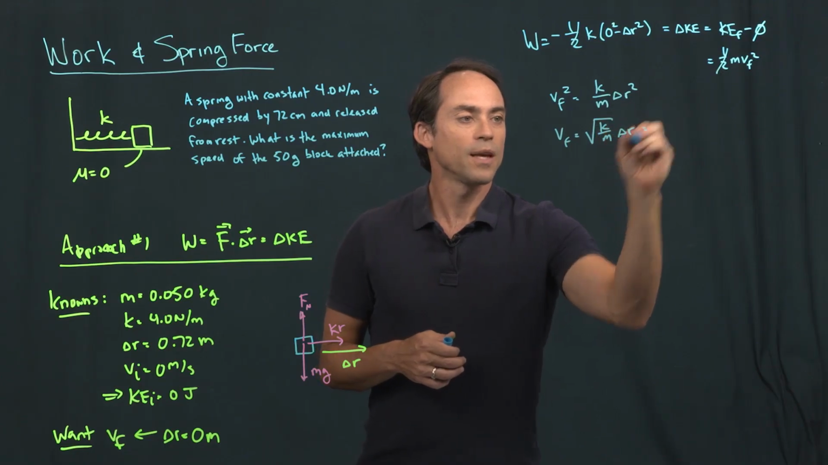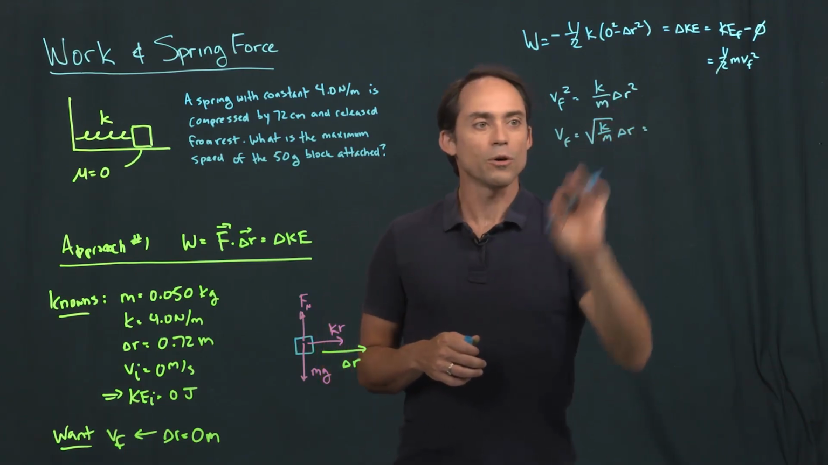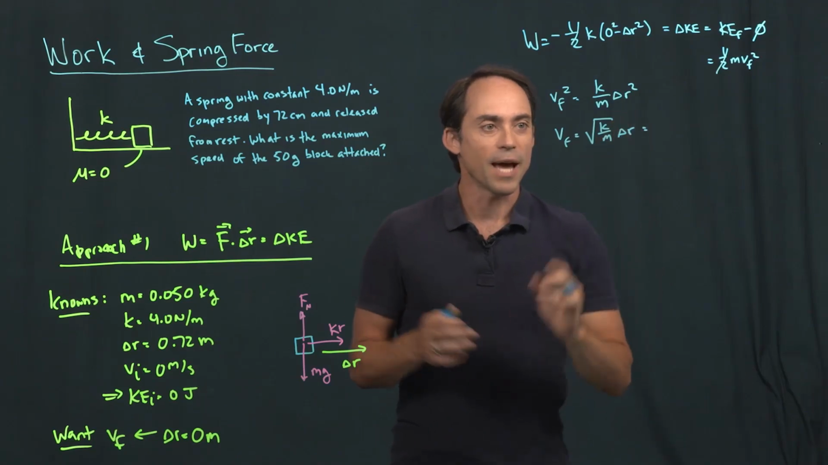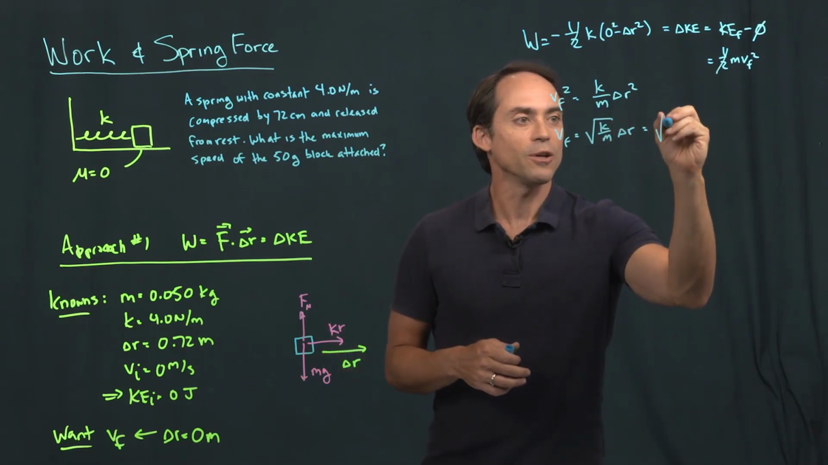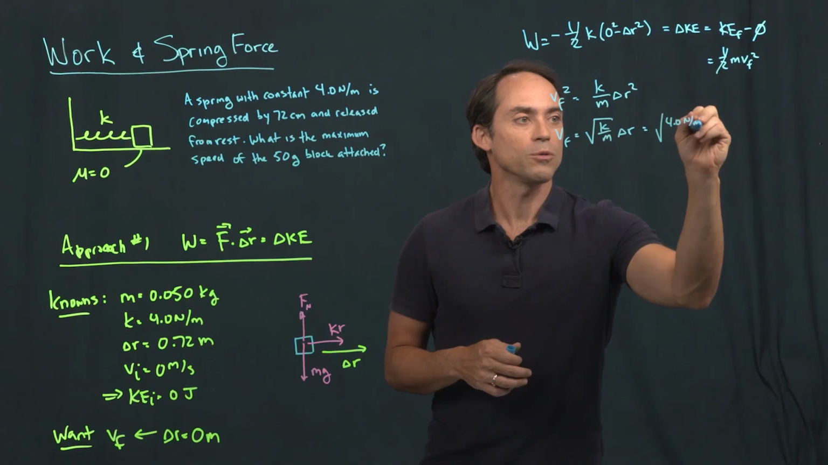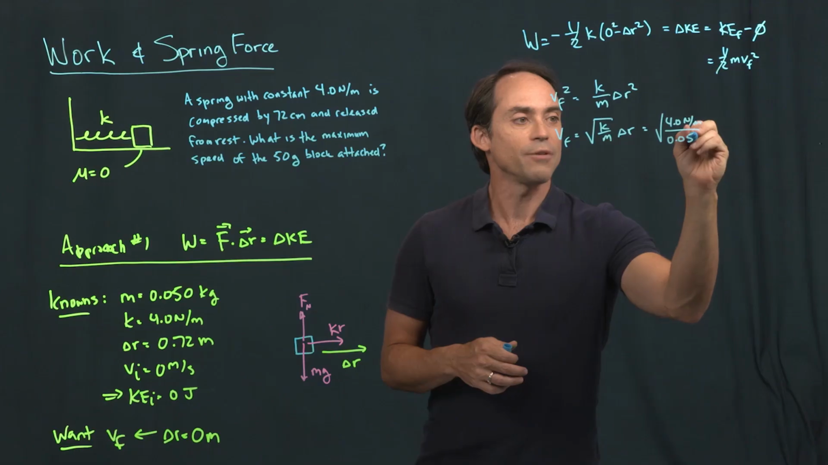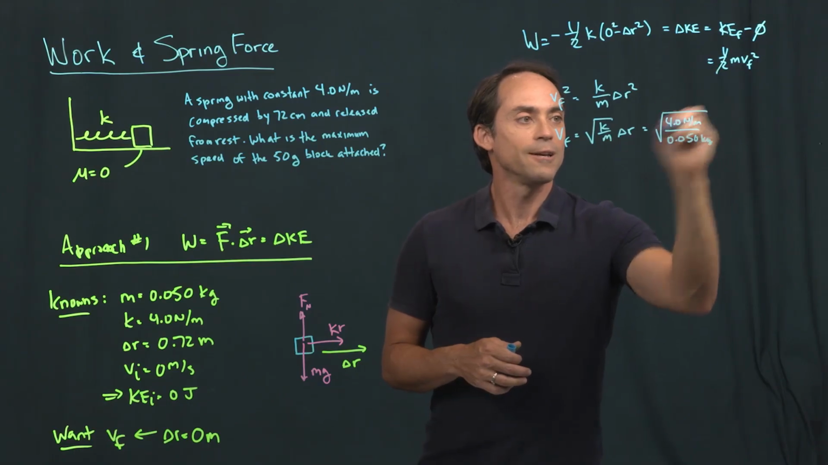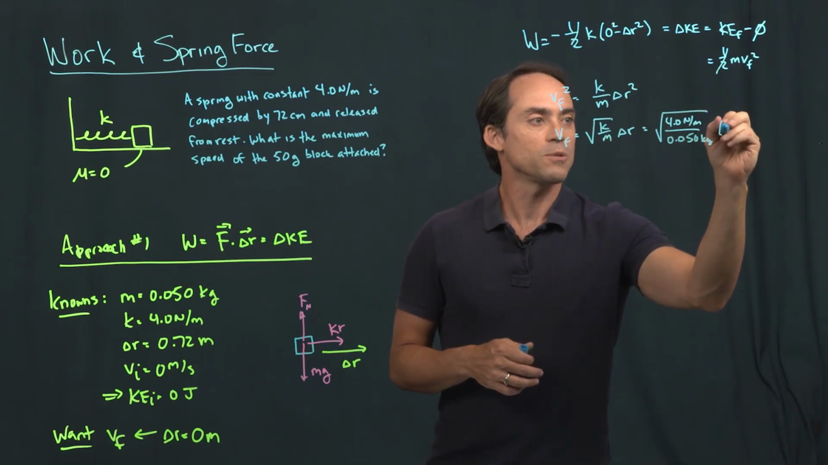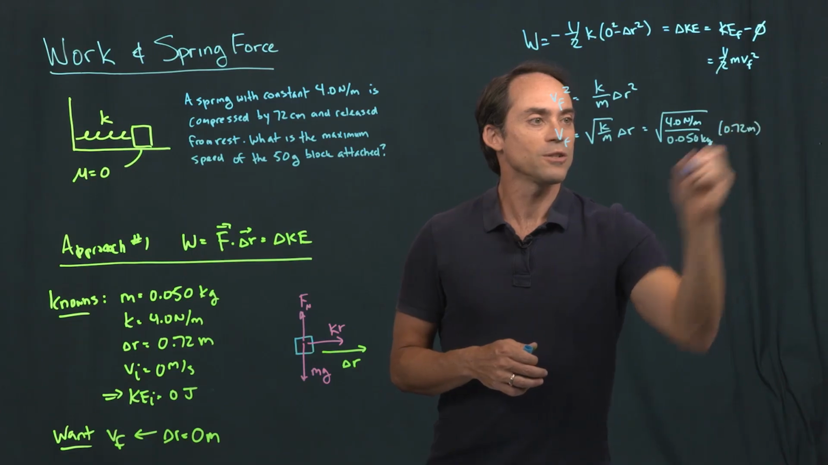delta R. And when we put in all our numbers, 4 newtons per meter divided by the mass, in fact, let's actually do this so we can check our units, 4.0 newtons per meter, divided by the mass, which is 0.050 kilograms, square root, times our displacement, 0.72 meters.